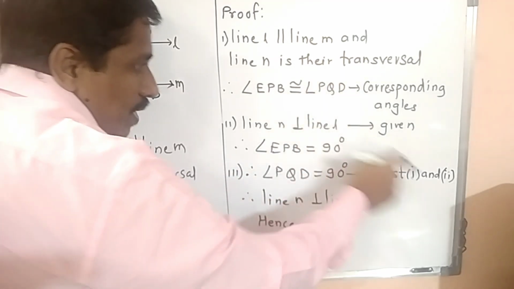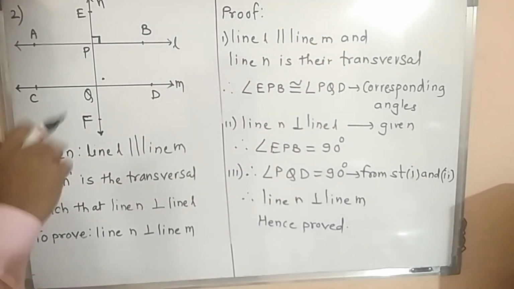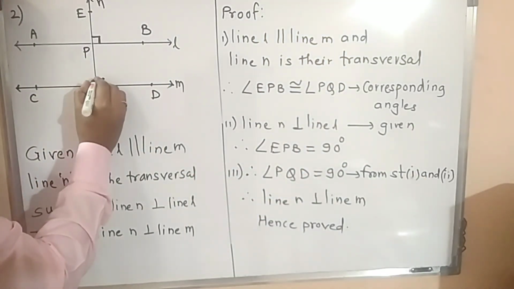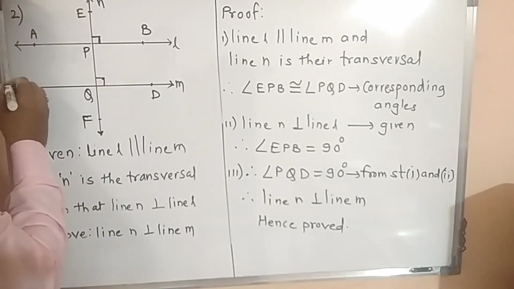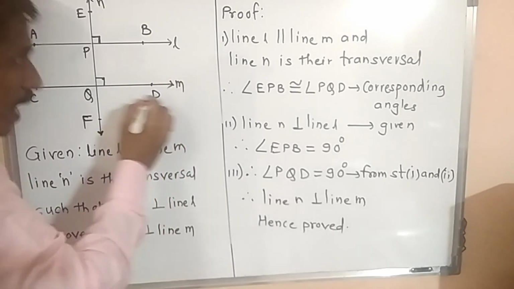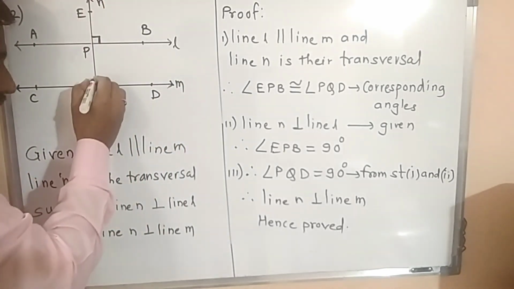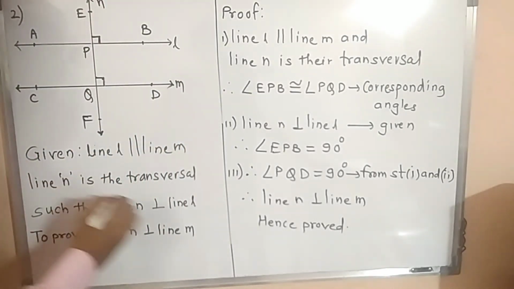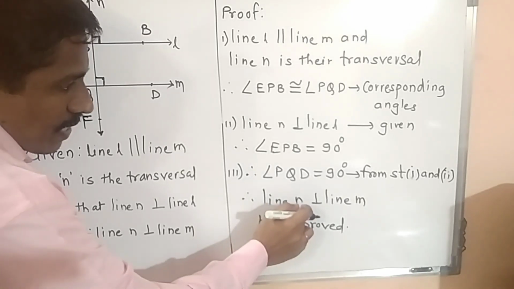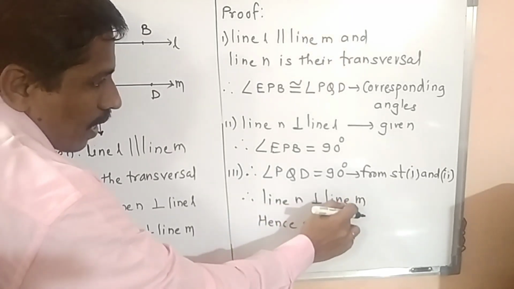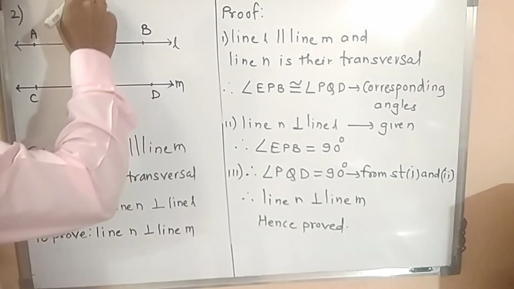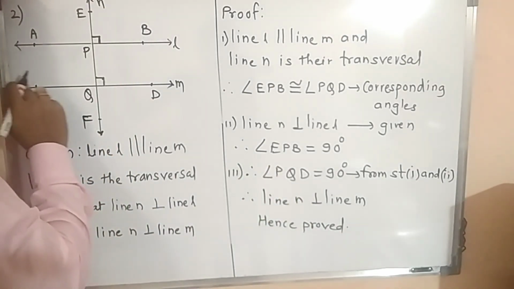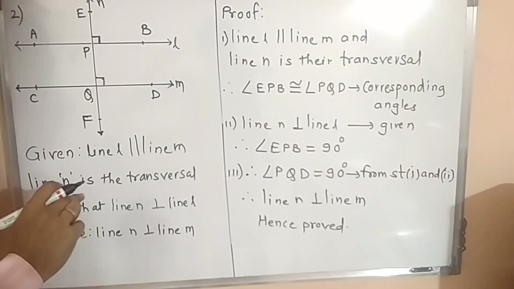From statements 1 and 2, what did I prove? This angle is 90 degrees. This I have proved. Since this angle between line M and line N is 90 degrees, line N is perpendicular to line M. Hence we have proved that line N is also perpendicular to line M.